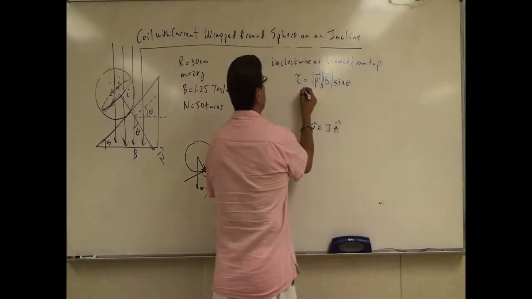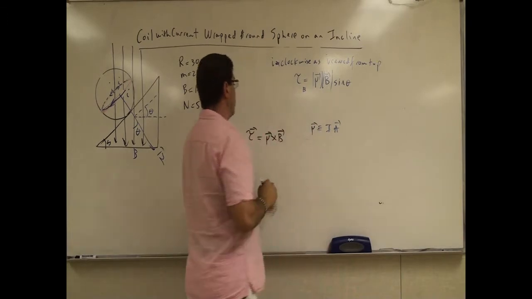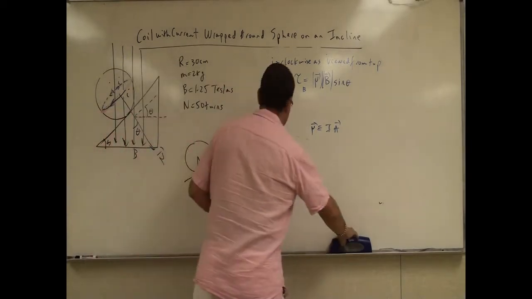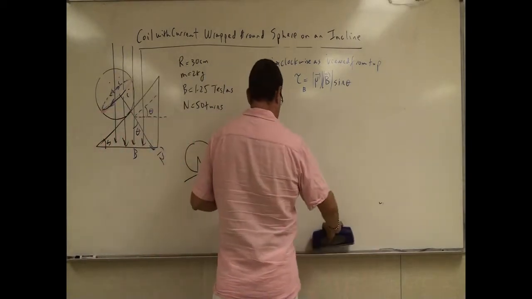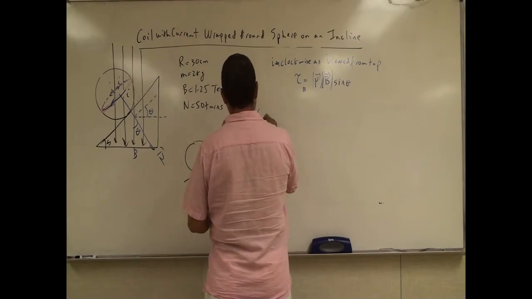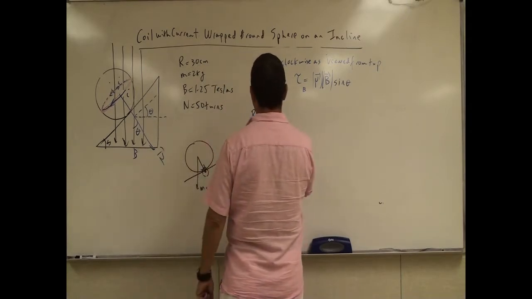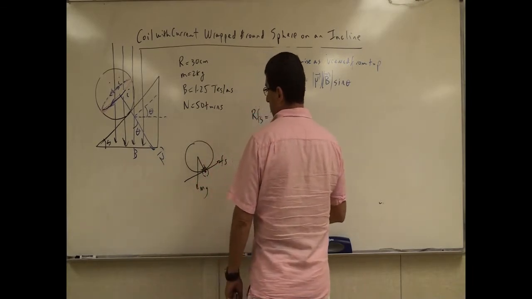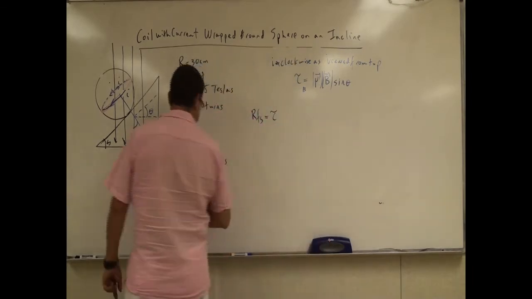So this is the torque due to the magnetic field. We want that to equal the torque due to the friction. So what is the torque due to the friction? The torque due to the friction is going to be R times Fs. But then, how do we know what Fs is?